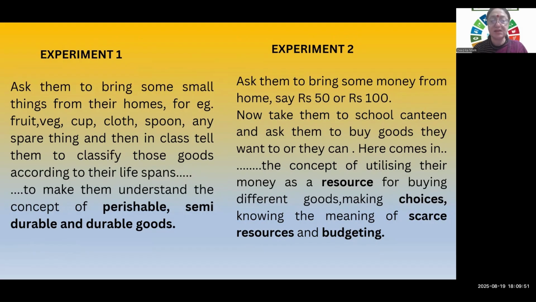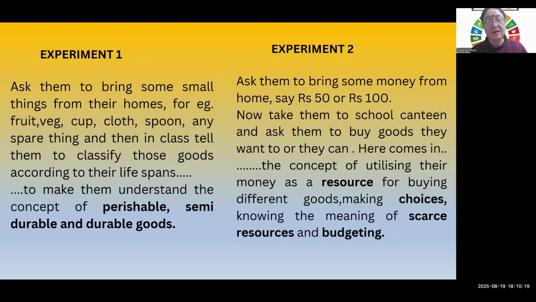And the goods which can have a slightly longer life, say a few months, are semi-durable goods. And then there are goods which provide us services for many, many years. Such goods are durable. So your work is quite easier. You have made them understand the concept of perishable, semi-durable, and durable goods with a simple example.